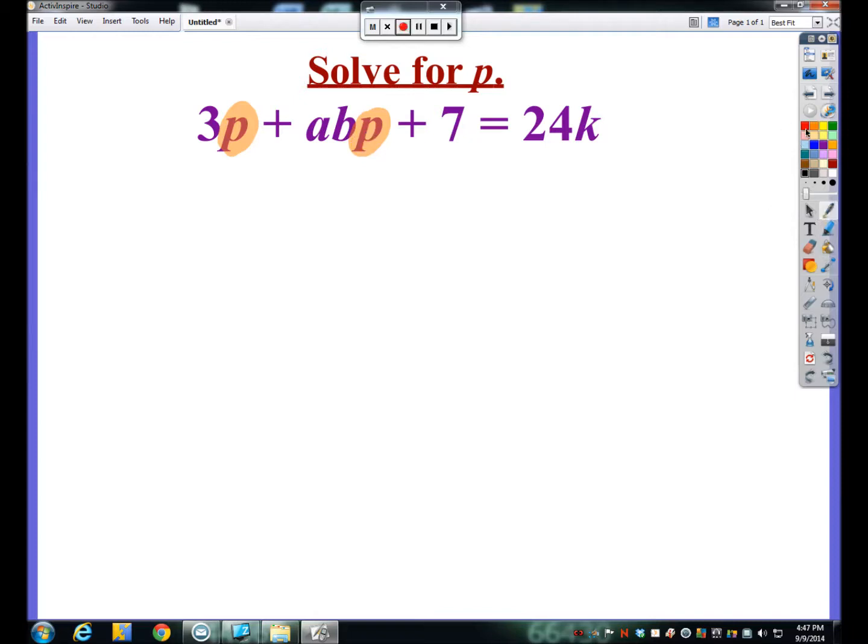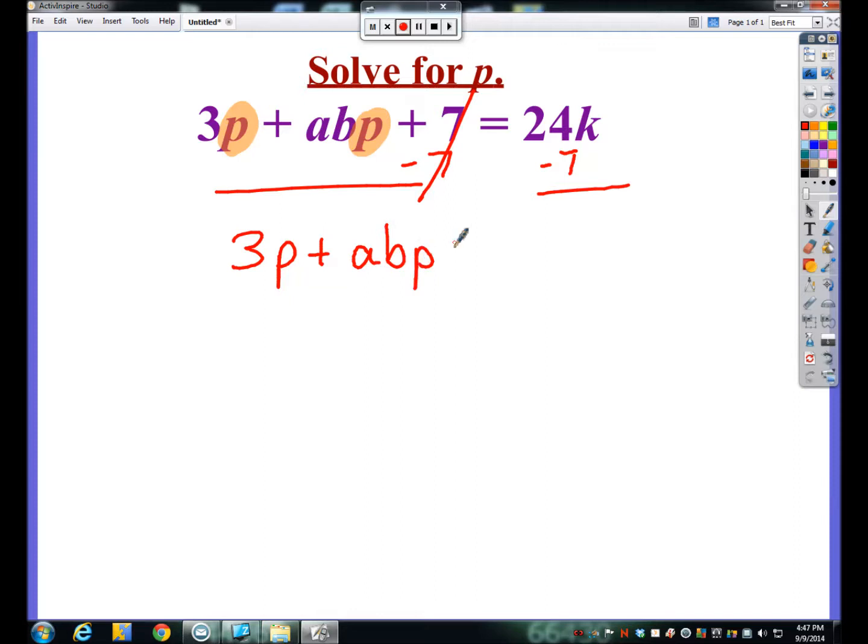So the first thing I have to do here is I need to get rid of this plus 7 because it doesn't have a p in it. So I'm going to subtract it over. So it's gone. So I'm left with my 3p plus a times b times p equals, and then I can't combine this, so it stays 24k minus 7.